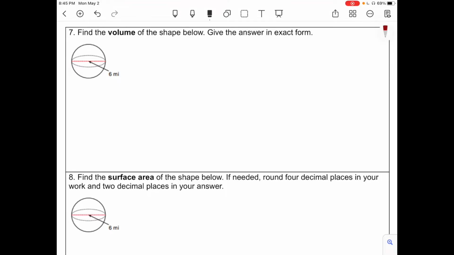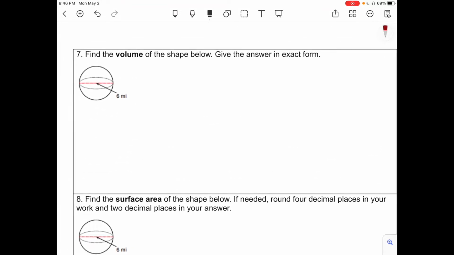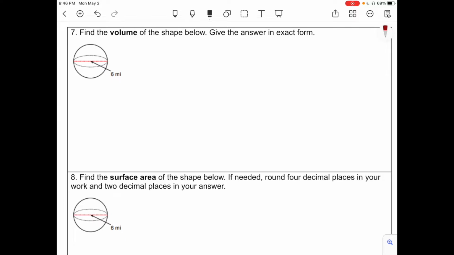All right, 7 through 9 of the quiz review. So we are on number 7. It says find the volume of the shape below. Give your answer in exact form. So with this one, this is a sphere.